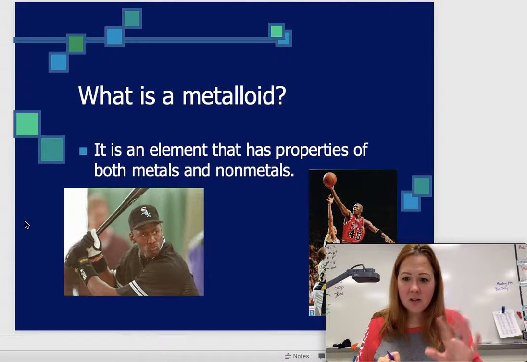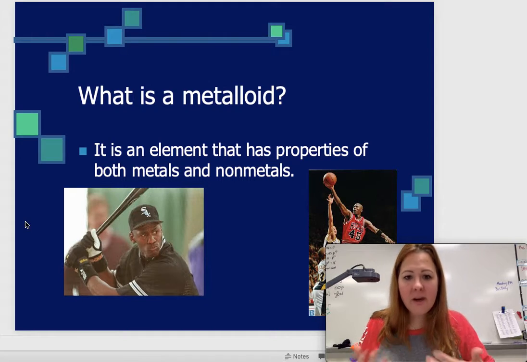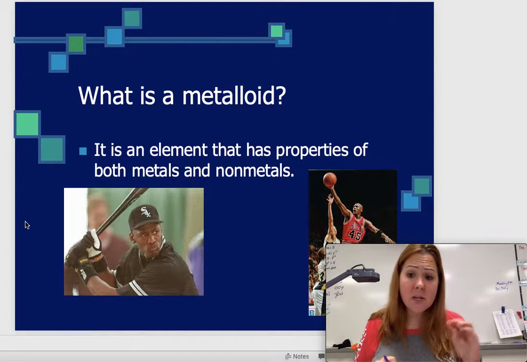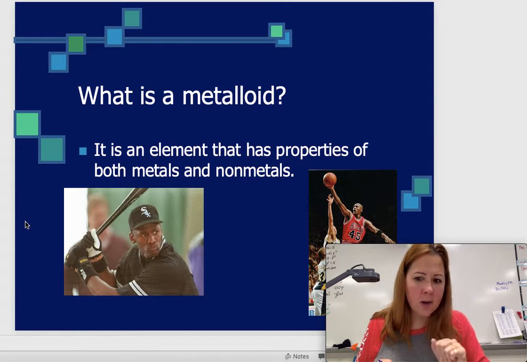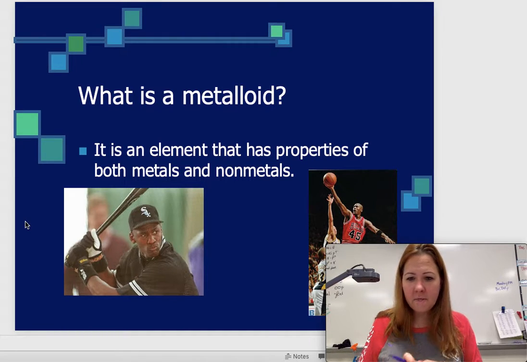Now, kind of stuck in the middle between the two, you have something called a metalloid. Metalloids have properties of both metals and non-metals. So maybe something is shiny, but it's brittle. Or maybe something will conduct, but not very well. Maybe it will conduct electricity, kind of, but not heat. So they have properties of both metals and nonmetals, and they're kind of trapped in the middle of the periodic table in a weird spot.